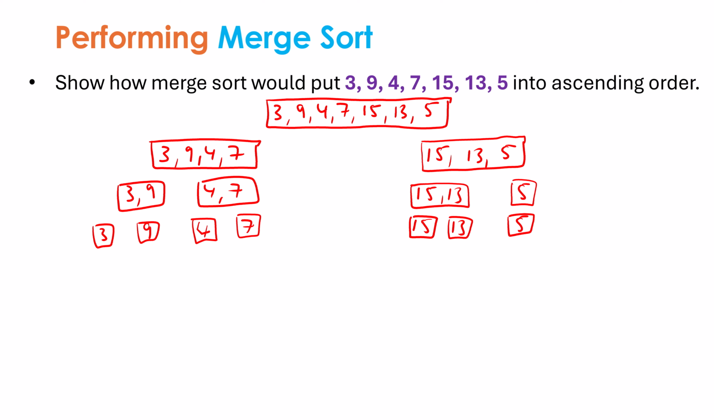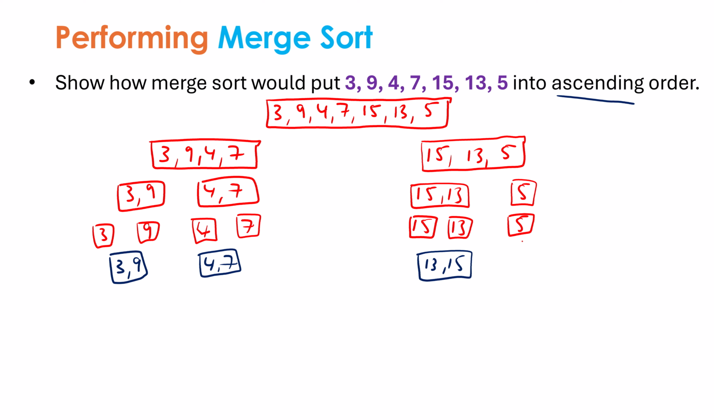We've now got all of these items on their own, in their own separate sublists. And what I'm going to do is combine two at a time, keeping these in order. So I need to actually pay attention to what the question's asking now. We want it in ascending order. So 3 and 9 just get recombined in exactly the same way as do 4 and 7. So they were already in ascending order. 13 and 15 need to get swapped over.